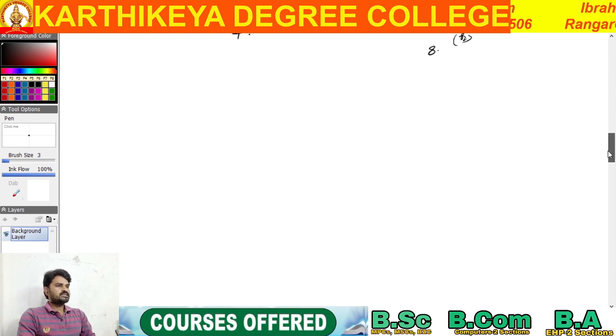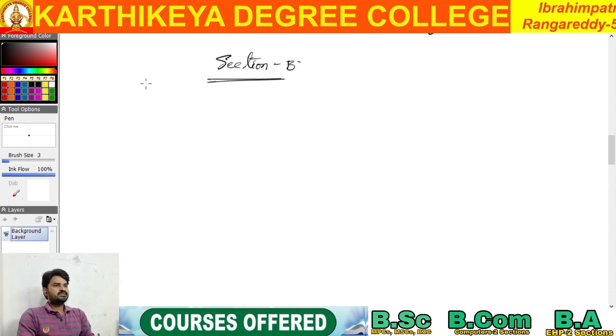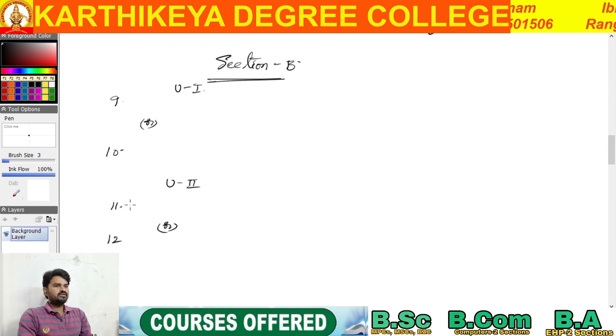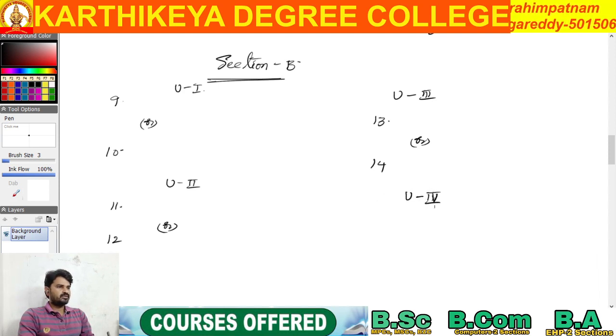Now coming to section B. Here also there is internal choice, so the 9th question or 10th question will be obtained from unit 1. Next, from unit 2, here also the 11th question and 12th question; you need to write any one of them. Next, from unit 3, there are 2 questions and you need to write any one. In the same process, in unit 4, you have 2 questions and you need to write any one.